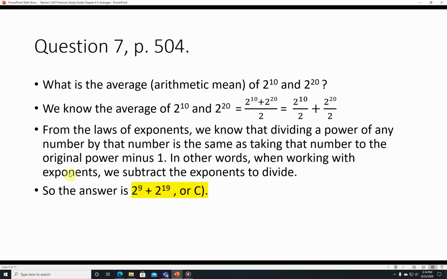In other words, when working with exponents, we subtract the exponents to divide. In the simplest terms, we know we're dividing 2 to the 10th power by 2, so we're just going to subtract 1 from 10. That gives us 2 to the 9th. 2 to the 20th divided by 2, we subtract 1 from this exponent here, so we get 2 to the 19th, or C. I know when you look at it in the multiple choice, you're like, oh yeah, that's the right answer. But it is.